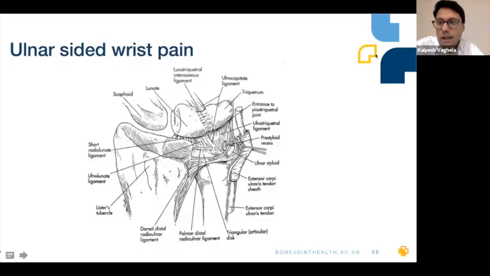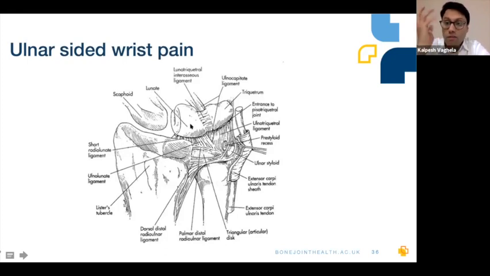Ulnar-sided wrist pain is a really interesting topic. You can see in this sketch diagram that there are lots of structures there. The key structures I really wanted to draw your attention to are things like the TFCC, which is the triangular fibrocartilage complex, which sits just above the ulnar head and articulates with the proximal row of the carpus, and is also a crucial part of the distal radioulnar joint. Alongside that, you've got the pisotriquetral joint, which can develop conditions such as arthritis, and you've got the extensor carpi ulnaris tendon, which also forms part of the stabilizing structure of the DRUJ.